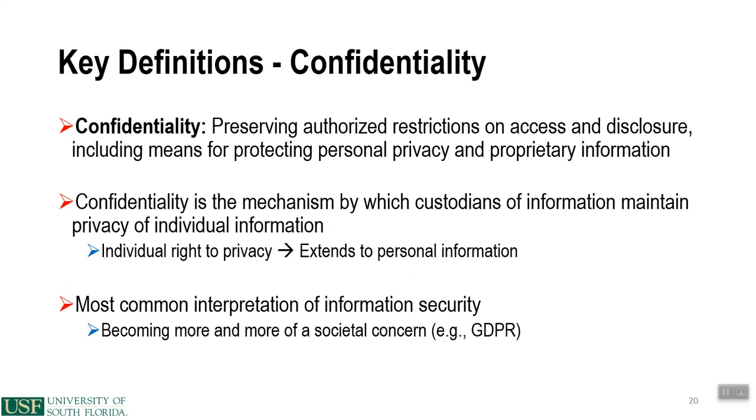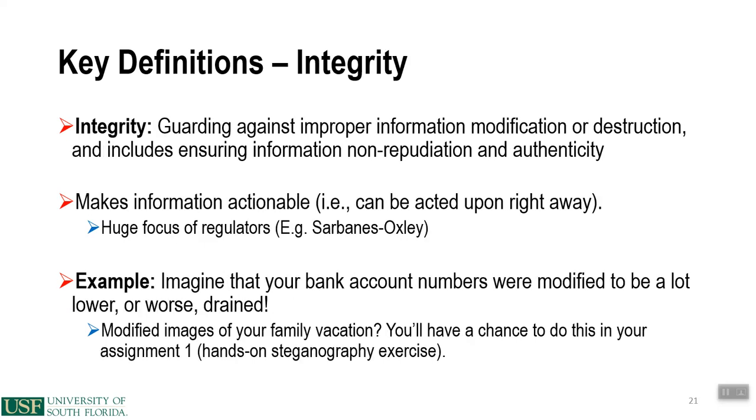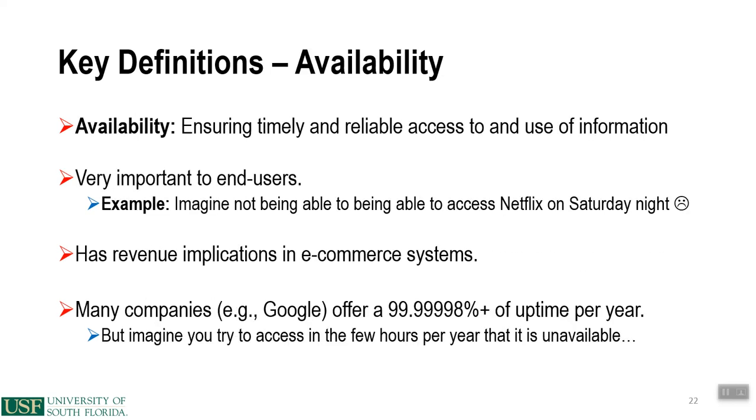So confidentiality is making sure that there's privacy and only the people that are allowed can access that information. Integrity is making sure that the quality of information is actually being maintained, that it's not being deleted or modified in any way, shape, or form, or destroyed. And availability is ensuring timely and reliable access to and use of information. So it's very important to end users. For example, imagine not being able to access Netflix on Saturday night, which could be your date night. This could have significant revenue implications in e-commerce systems.